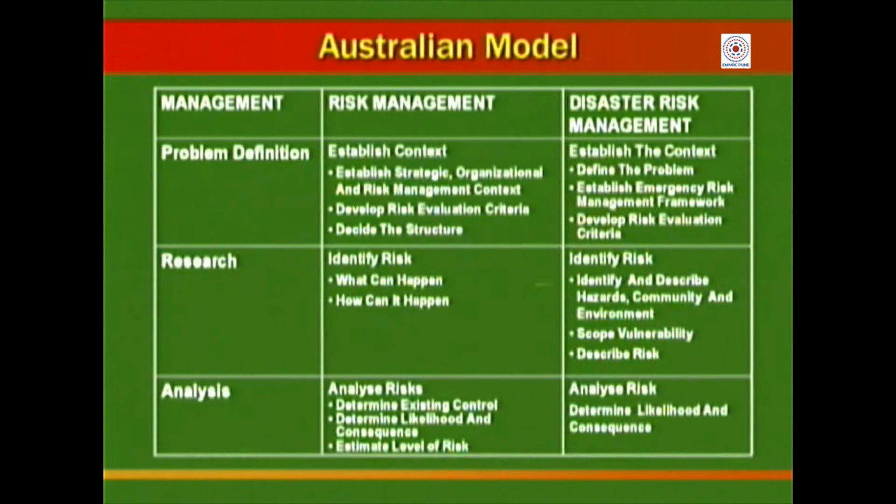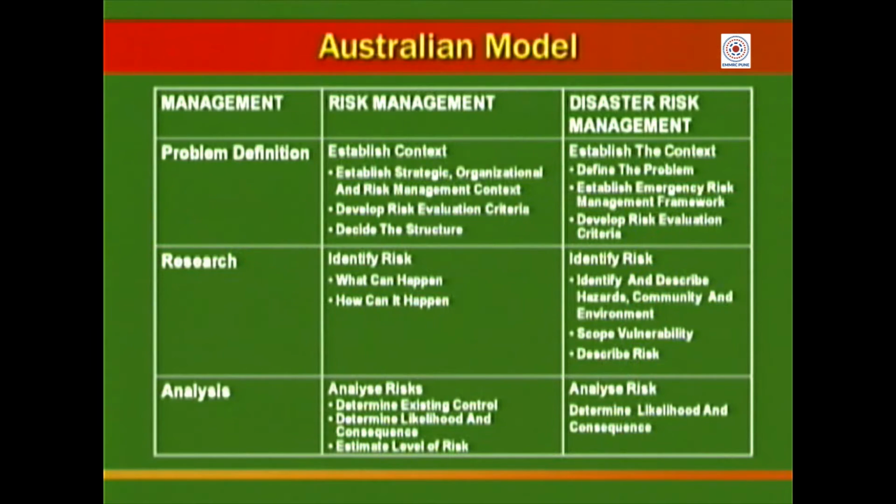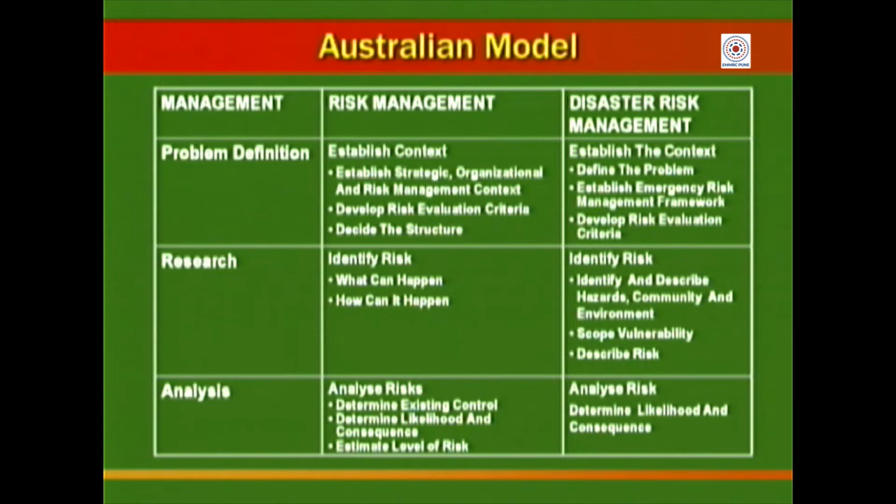In management, we define problems, do the research, analyze, take decisions, implement, monitor, review, and communicate and consult. This is the process of general management. But once we come to risk management, we establish the context, establish a strategy, the organizational or risk management context, develop risk evaluation criteria, and decide the structure. In the second step, we identify the risk: what can happen and how it can happen.